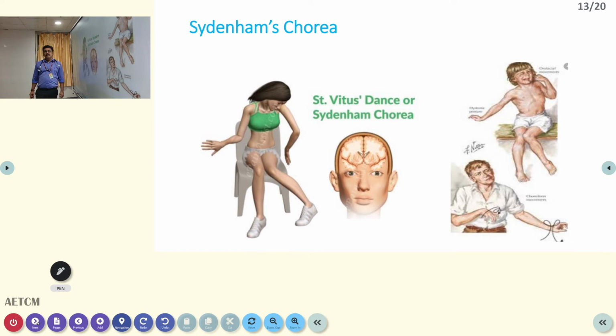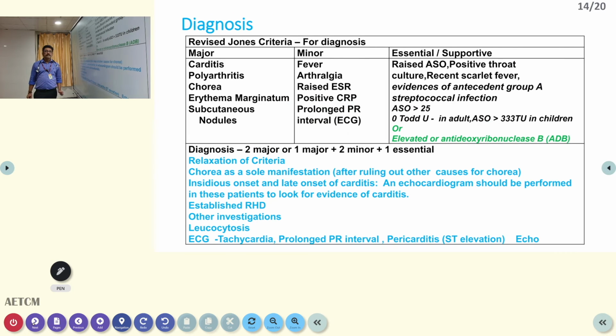Now this is Sydenham chorea. It is otherwise called St. Vitus dance or Sydenham chorea. So you can see the movements; they cannot be repeated after some time, or similar type of movements you cannot see.